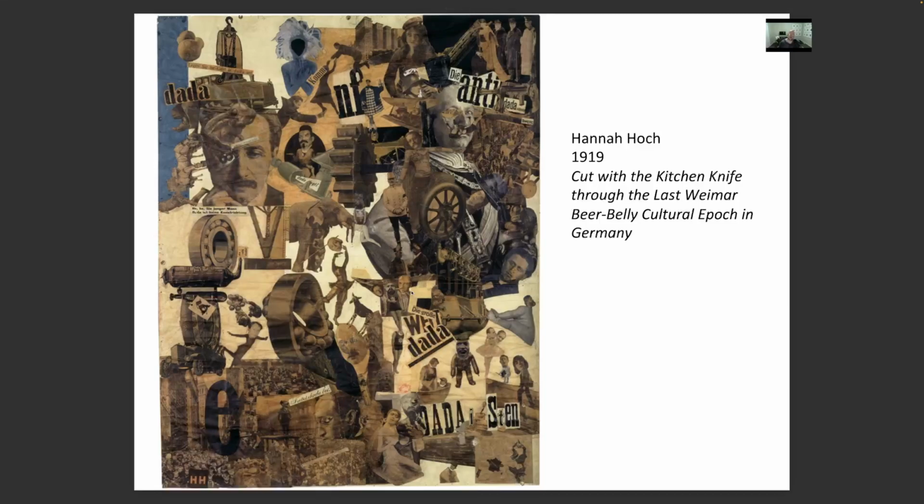This is Hannah Höch. This is "Cut with the Kitchen Knife through the Last Weimar Beer-Belly Cultural Epoch in Germany." It's a mouthful. So Hannah Höch was a Dada artist, and I think it's kind of interesting to note she's the first female artist that we're looking at here today. That's kind of interesting to think about the way that she describes creating this: cut with a kitchen knife. And this kind of makes me think about the origins of collage a little bit.